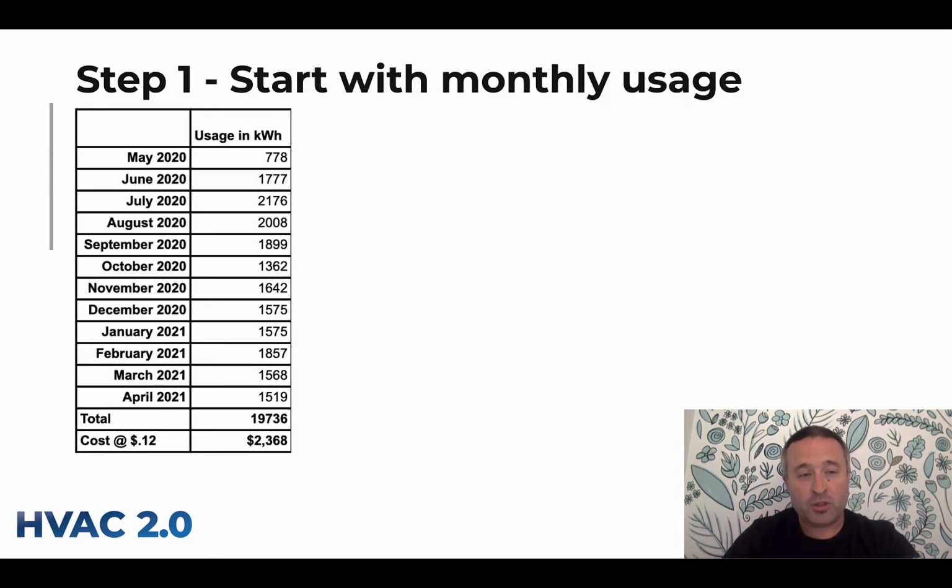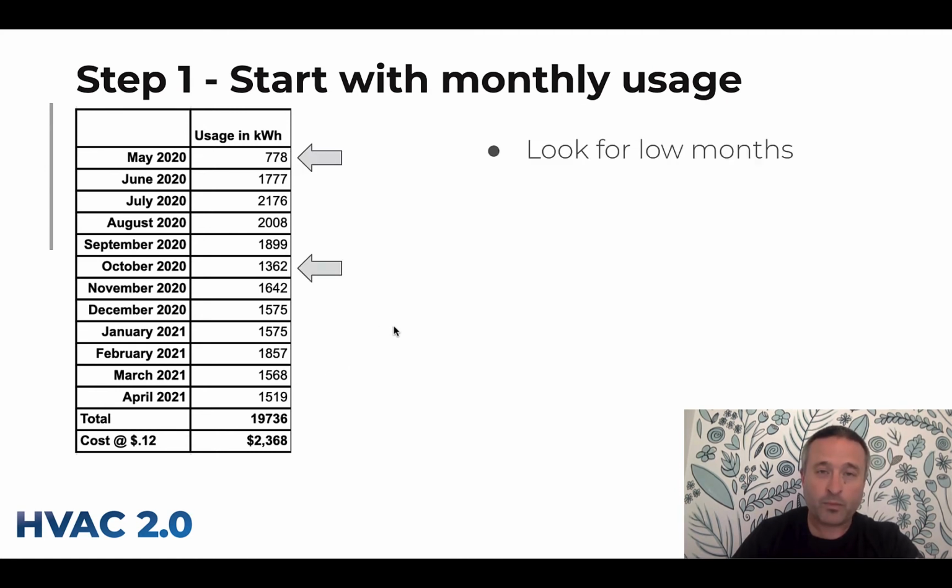So monthly usage, here we are. So every month, May 2020 through April 2021. So this is 12 months. So this house is using just shy of 20,000 kilowatt hours per year. And at 12 cents, that is a little bit shy of $2,400 a year worth of electricity. And that's pretty typical. 200 bucks a month is kind of a standard utility bill.